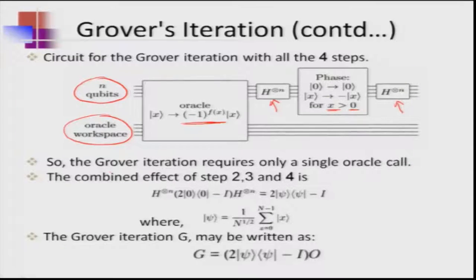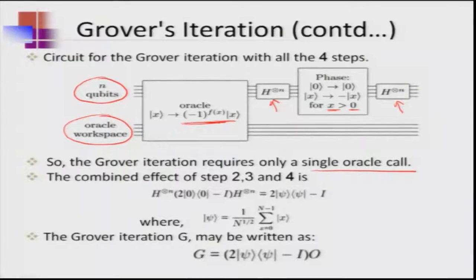In some sense, therefore, the Grover's iteration requires only a single oracle call, because once you have set it up and put it in the oracle workspace, you just need to set it up once to be able to find out whether you have got the solution or not.